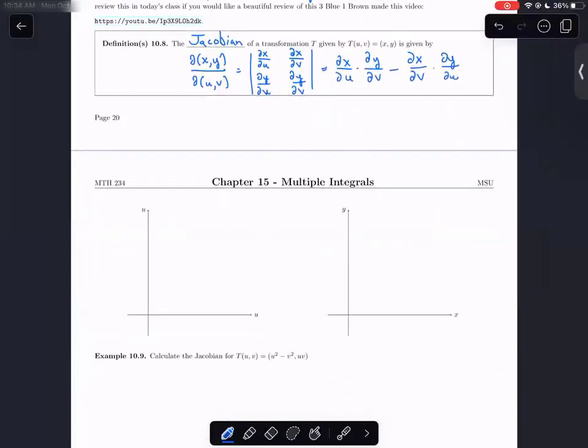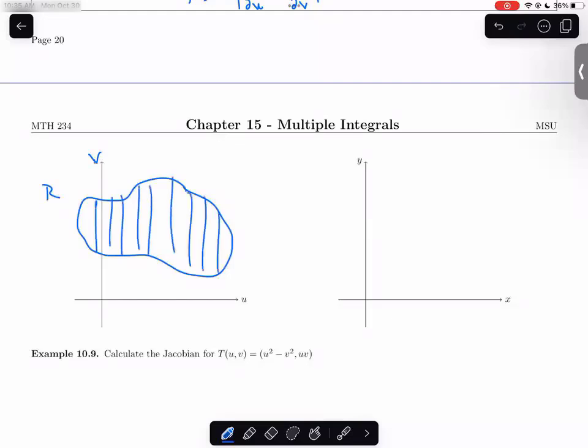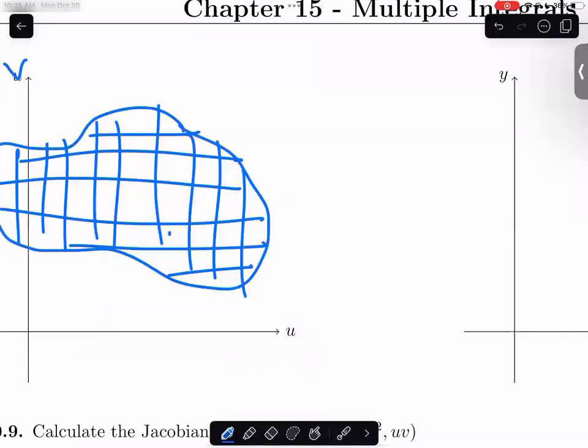And so let me show you kind of what this determinant is doing. We've had a similar picture here. In the UV plane, maybe we have some interesting region, which I'll call R. And we can go ahead and break this up into lots of little subregions. And maybe each one of them has a width of delta U and a height of delta V. So if we multiply delta U times delta V, we'd get a little area here.